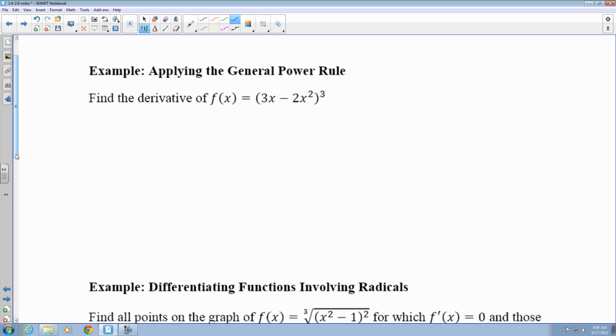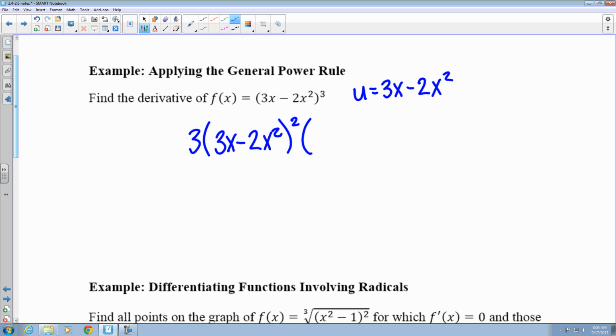Okay, so we're going to find the derivative of 3x minus 2x squared all raised to the third power. So our inside is 3x minus 2x squared. So just have to remember to bring down the 3, leave the inside alone, lower the outside, times the derivative of the inside, which is 3 minus 4x. Now you can distribute that 3 into the 3 minus 4x if you so choose, but this is actually okay.